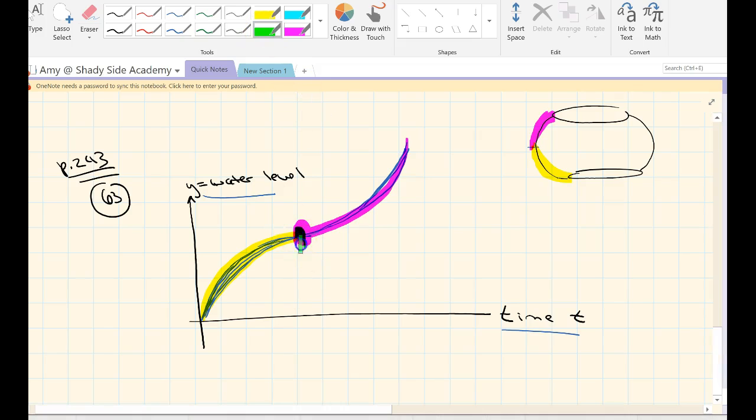Isn't that interesting? So there is a point of inflection right here. A point of inflection is where a curve goes from bowl down to bowl up, when the concavity changes. All right, so in that spirit, let's do 64 together.